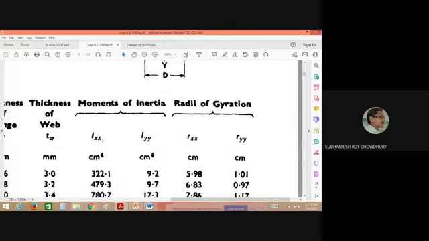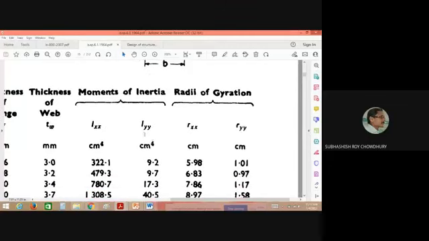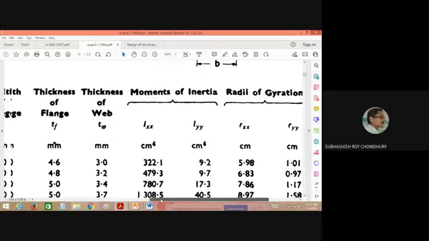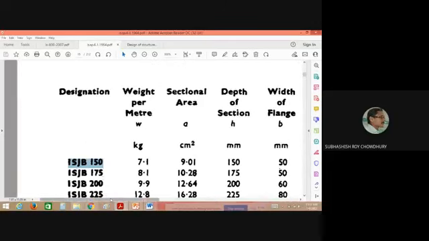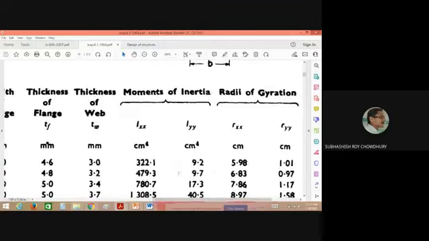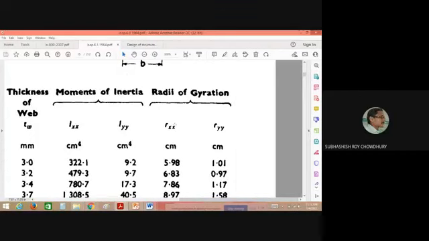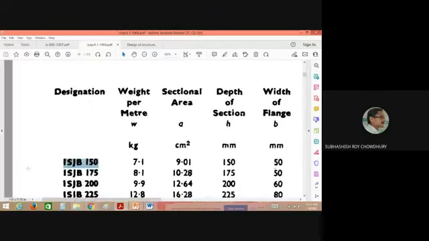So about the XX and YY axes, the moments of inertia are given in this table for the first section, which is ISJB 150. It is 322.1 centimeter to the power 4, 9.2 centimeter to the power 4, etc. And the radius of gyration about the XX axis and the radius of gyration about the YY axis are also given. So these are some properties given for the first section in this table.